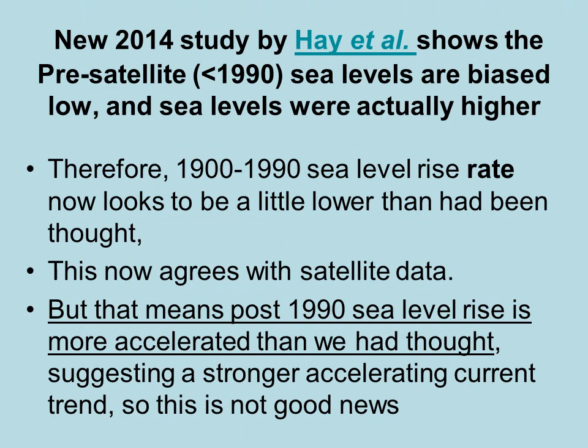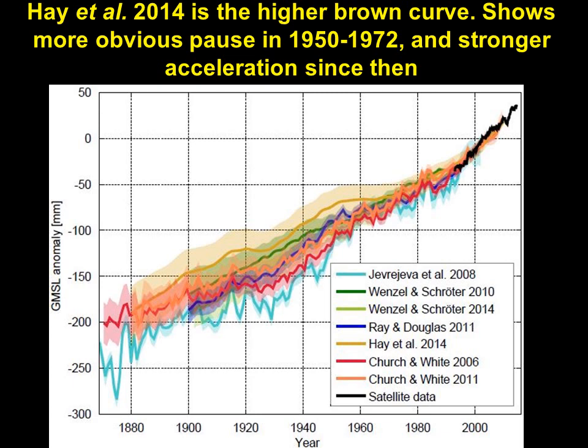Okay. So this was an interesting study by Hay et al., and they showed that, in fact, the earlier pre-satellite data had a poorer calibration than we appreciated, and that sea levels were actually higher than were thought. So what that means, let's look at the graph. Our better idea for sea level now is more like up here.